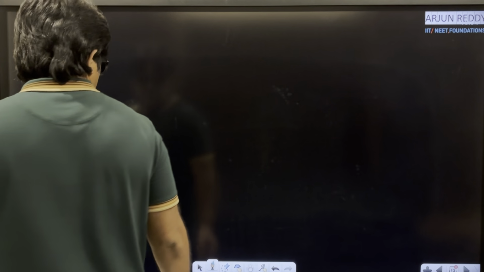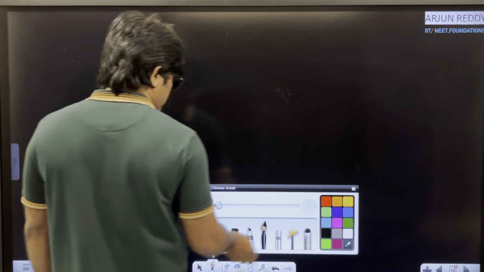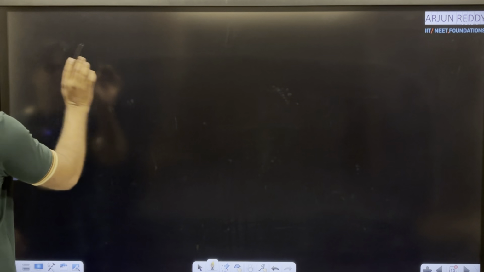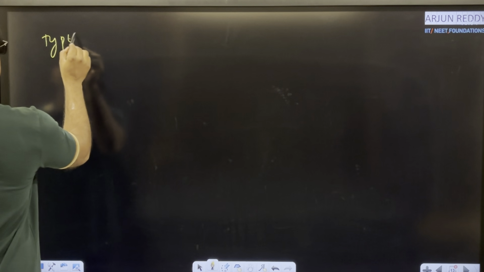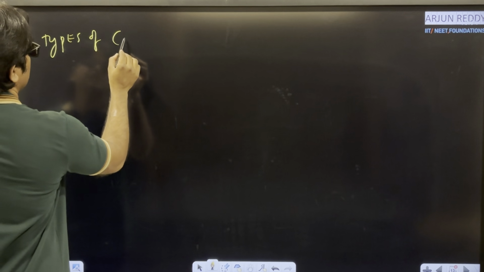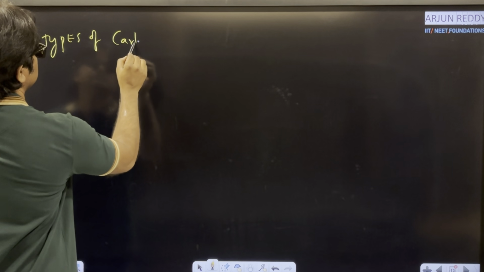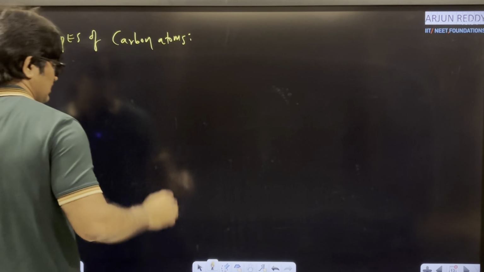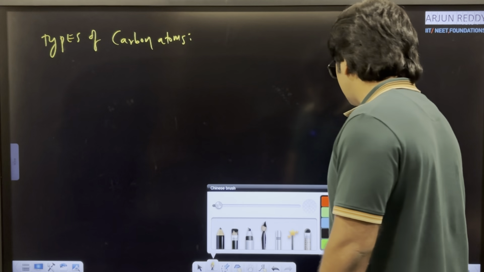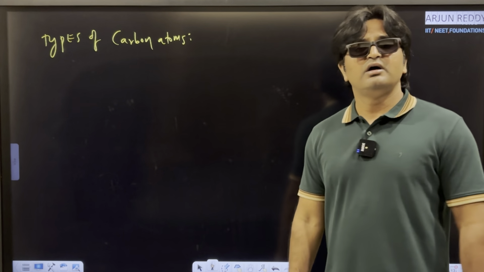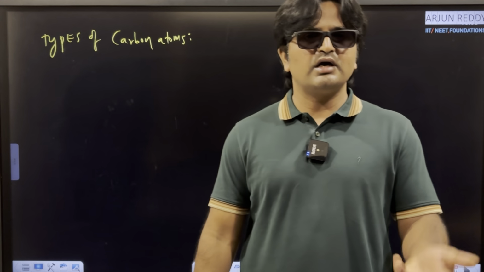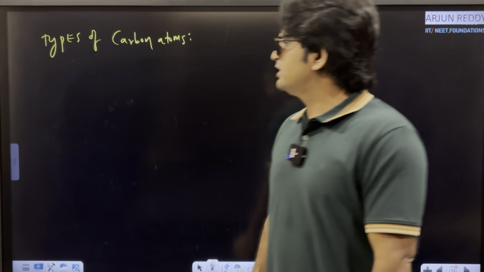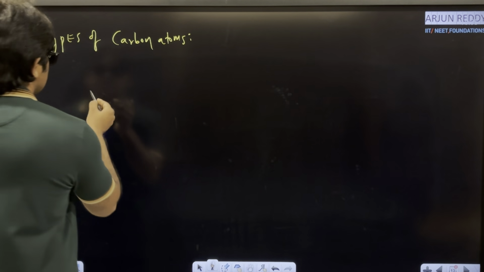What are the types of carbon atoms? Now second one, types of carbon atoms. Bond line formula completed. These are the rules. Types of carbon atoms, very simple. Throughout organic chemistry we are using the types of carbon atoms, like 1 degree carbon, 2 degree carbon, 3 degree and 4 degree, like that.